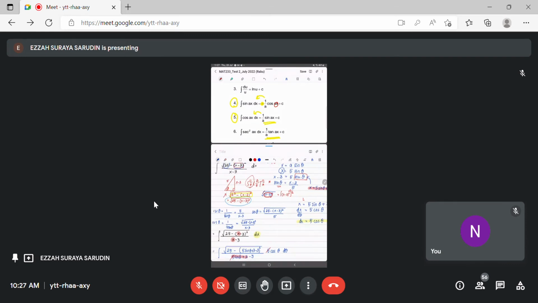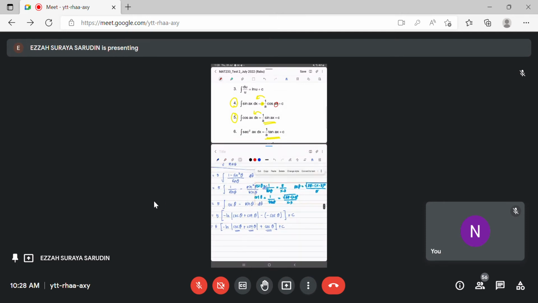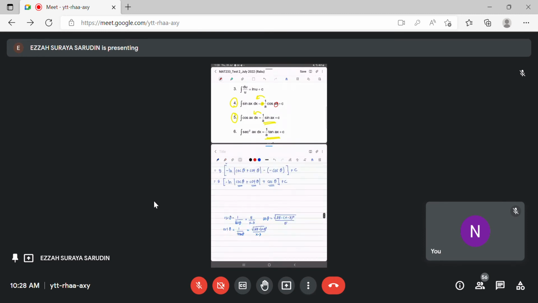Okay, so bila dah dapat, ambil nilai ni dan kita masukkan dekat bawah ni. Okay, kita masukkan dia. Okay, so kita gantikan dia. Then, our final answer will equal to 5, minus ln. Okay, cosecant.